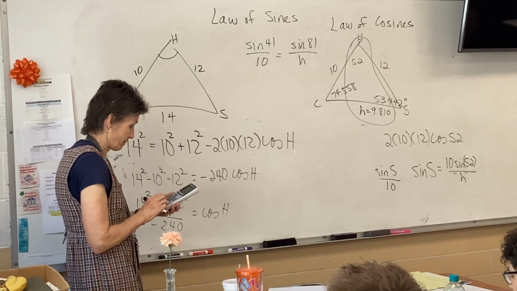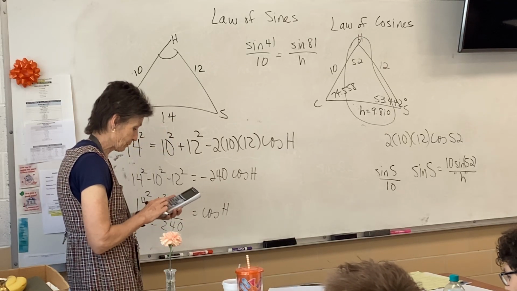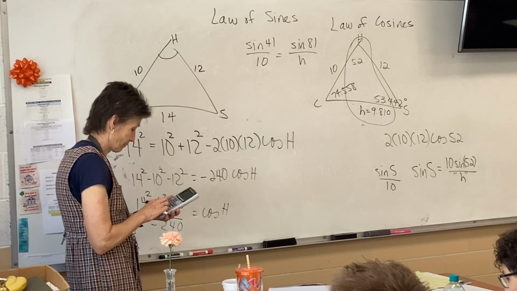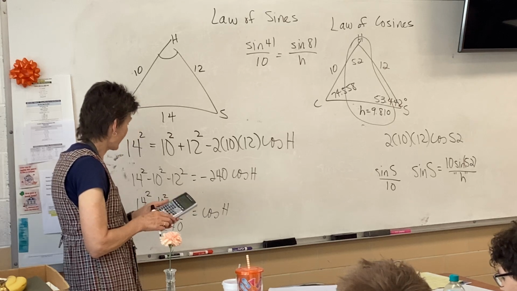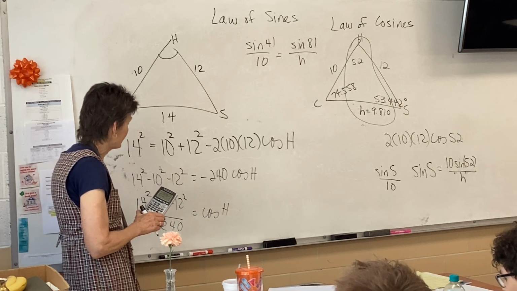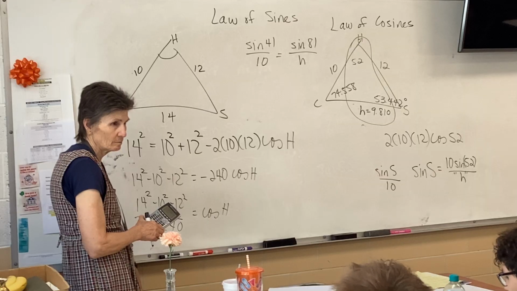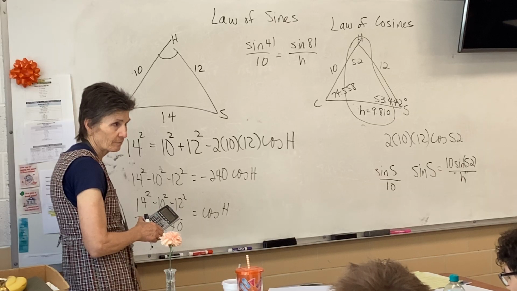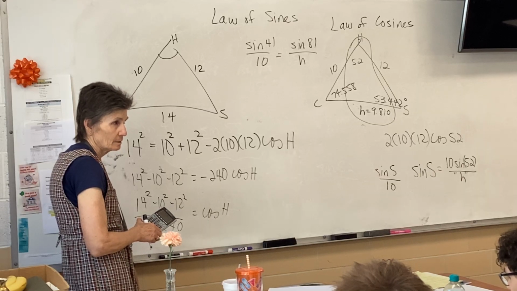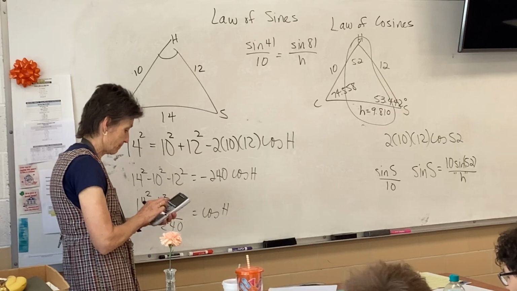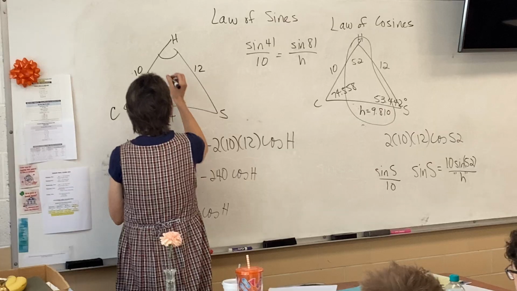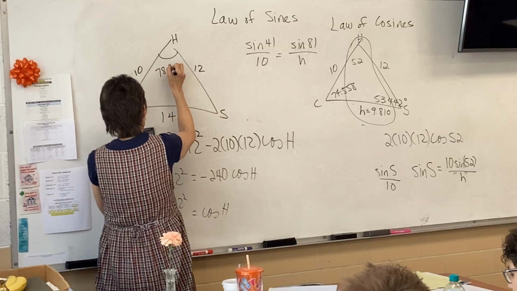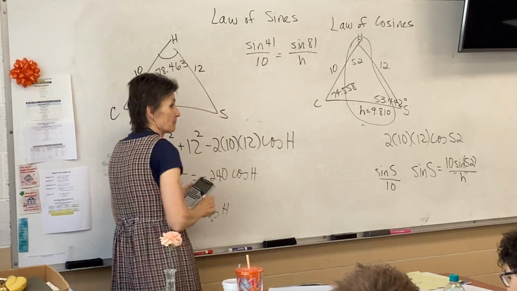Let's see. Gosh, did you get cosine H equal to 0.2? Okay, so then what? Yep, second cosine that answer. And it looks like angle H is 78.463.